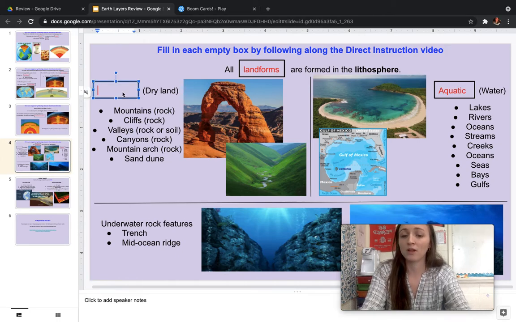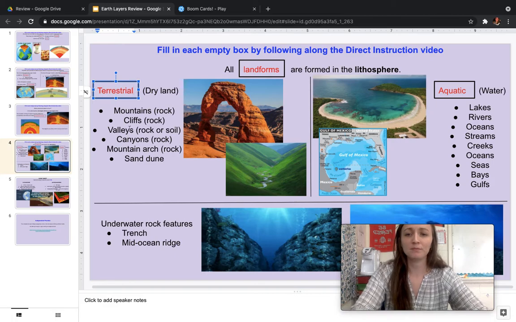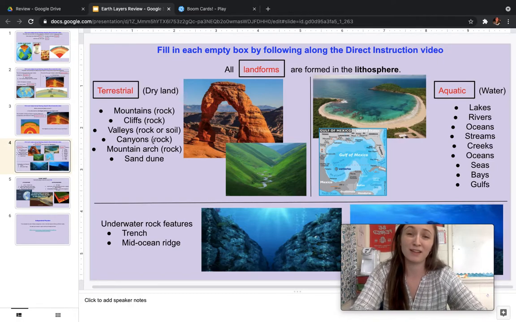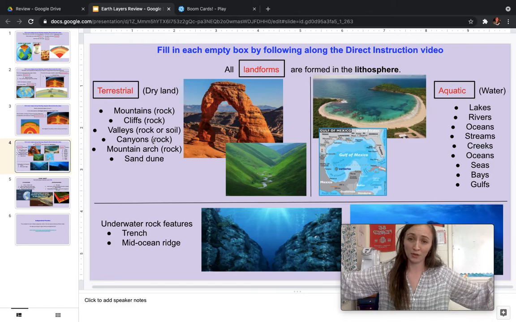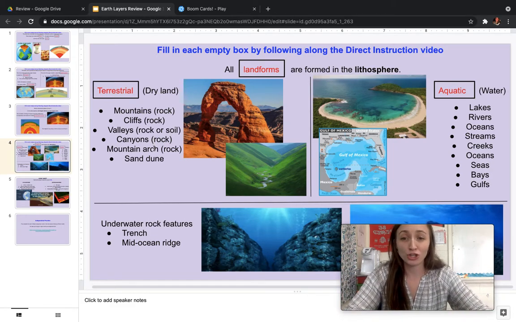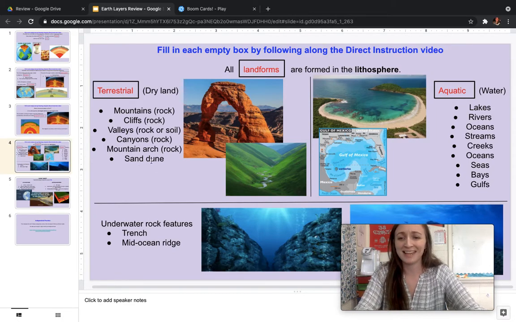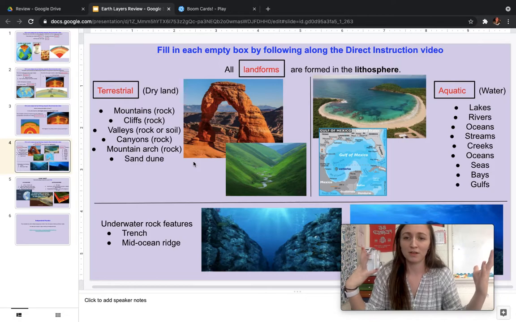Or you can have terrestrial, kind of a fancier word. Terrestrial landforms are just landforms that are on dry land. So your mountains, your cliffs, your valleys, your canyons. Think of the Grand Canyon as a big hole in the ground. Mountain arches are kind of like an entryway, but it's made of rock naturally, kind of cool. Or a sand dune is just like a big pile of sand.